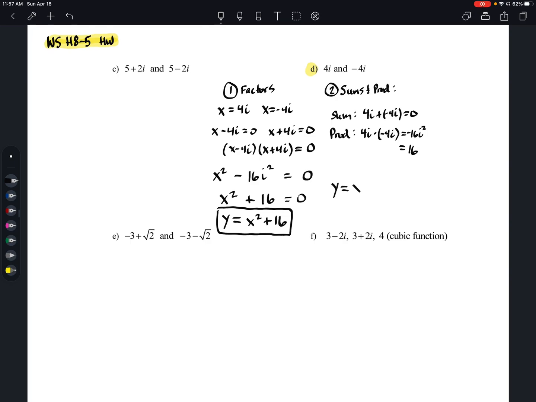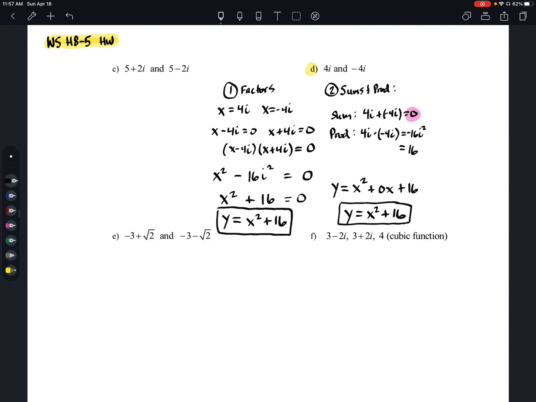And then we can write it out. y equals x squared. We're going to take the opposite of the sum. Well, if the sum's 0, the opposite of 0 is still going to be 0. And so you could say plus 0x if you really want to, and then plus 16, but then I'm going to simplify it down. I get y equals x squared plus 16.